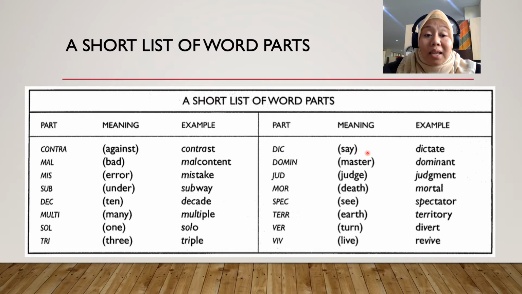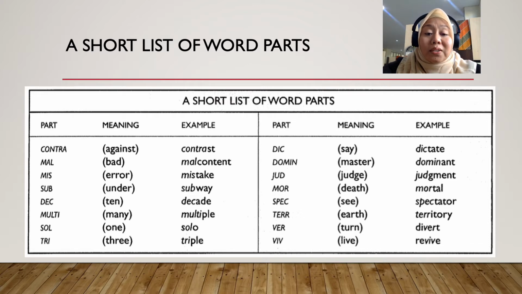Dic means say, like dictate, say. Domin means master, like dominant, right? Jud means judge, sorry. And mort is death. Spec is to see. Terr means earth, like in territory or terrain. Okay. Vert is turn, like in divert. Viv is live, like in revive.